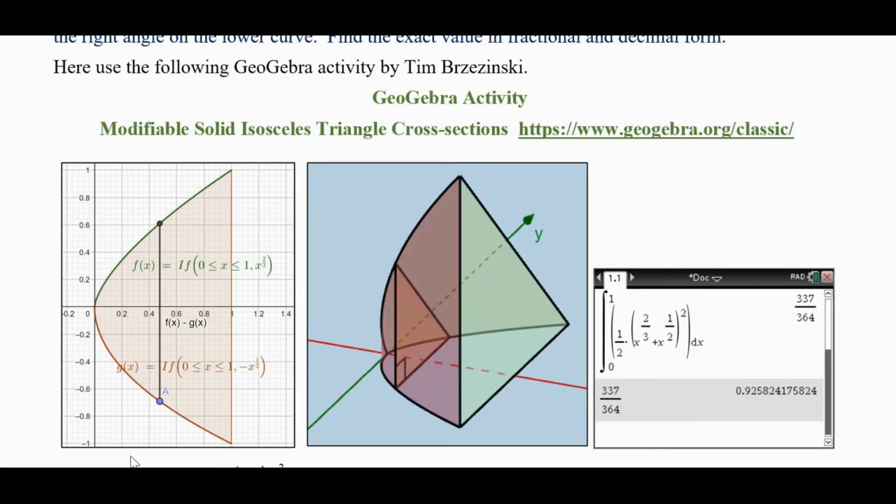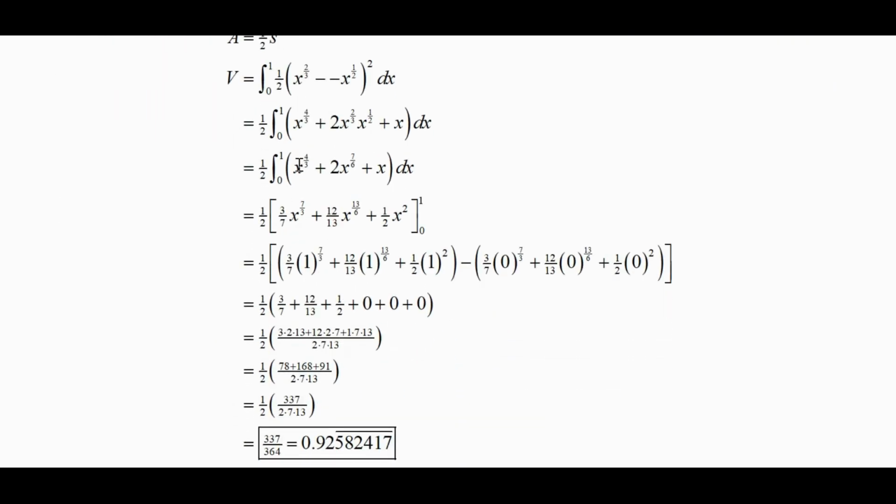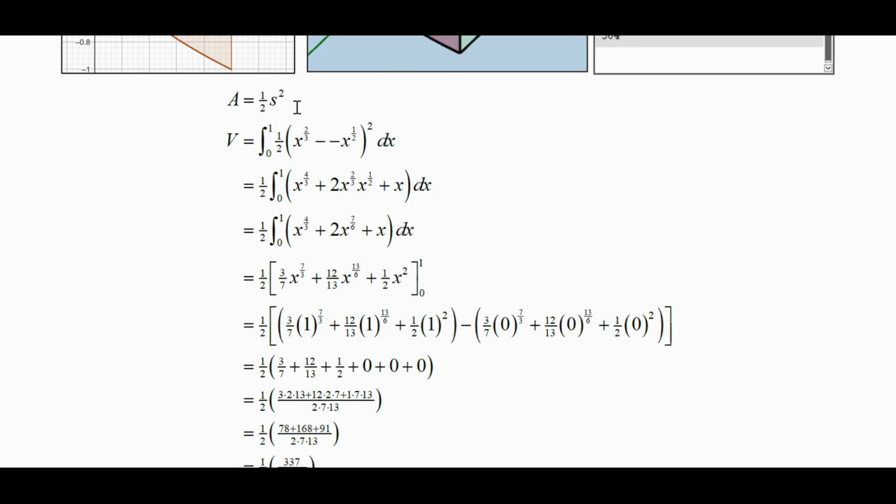So let's figure out what that volume is. Here the calculator tells us it's 337 over 364, and there's a decimal approximation, and that's what I got here when I did it by hand. Remember, the area is 1/2 side squared, so it's 1/2 that amount squared. Square the first, that's x to the 4/3. Square the last, that's just x. And you double the product. So 2 times x to the 2/3 times x to the 1/2. Now right here, when you multiply these two things, you're adding the exponents, so you have to get a common denominator of 6. So this is 4/6 plus 3/6 is 7/6.